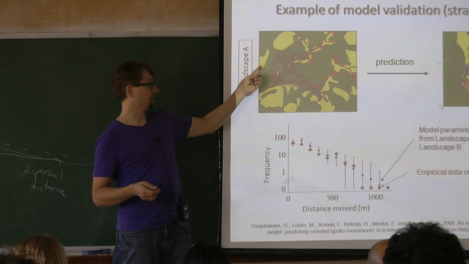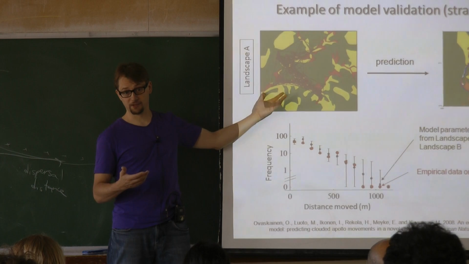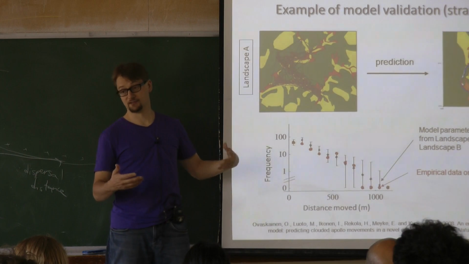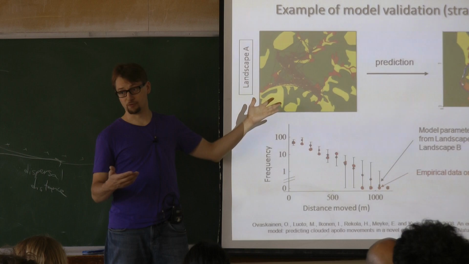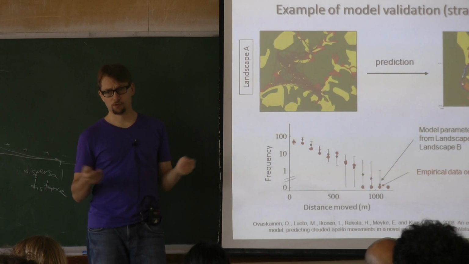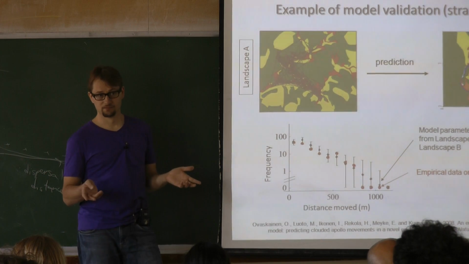do a cross-validation in landscape A. So I use half of the data to fit the model, then I predict the rest of the data. Let's say that produces a good result. So what would you conclude in that situation?